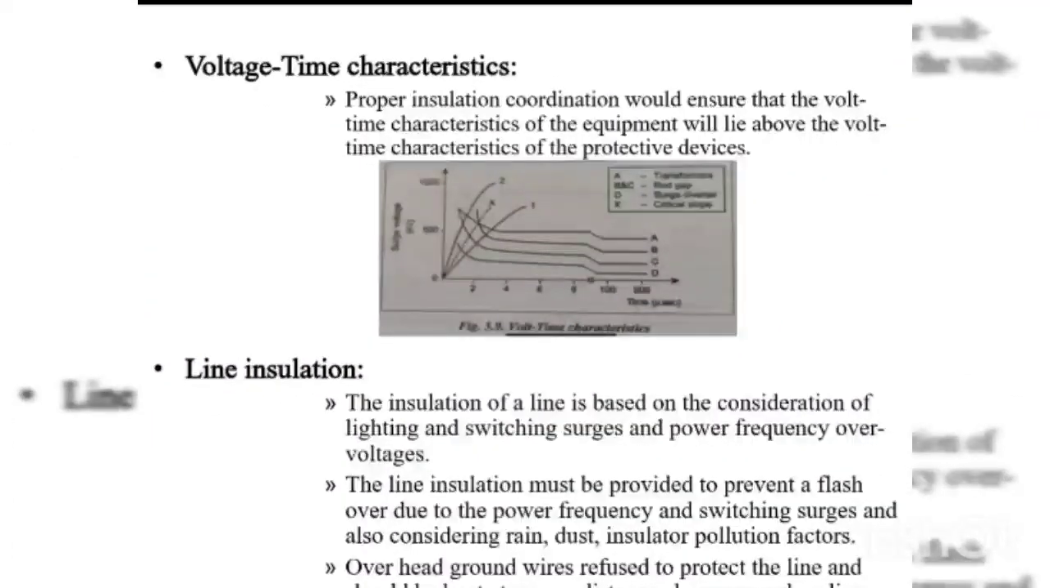Now let's see the line insulation. The insulation of the line is based on the consideration of lightning and switching surges and power frequency over voltages. The line insulation must be provided to prevent flashover due to power frequency and switching surges, and also considering rain, dust, and insulator pollution factors. Overhead ground wires are used to protect the line and should be kept at a proper distance above the line conductors.